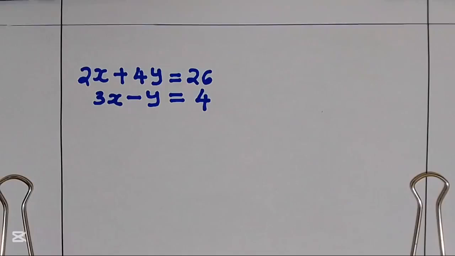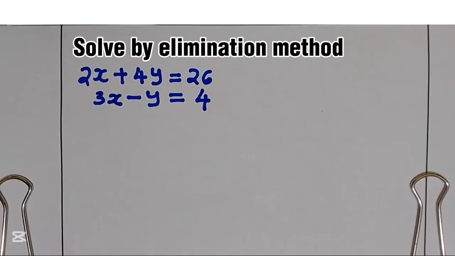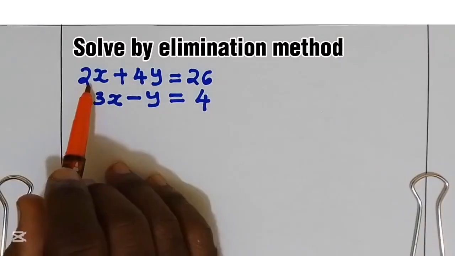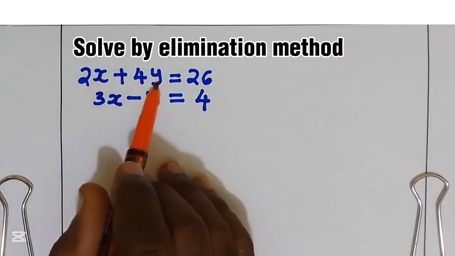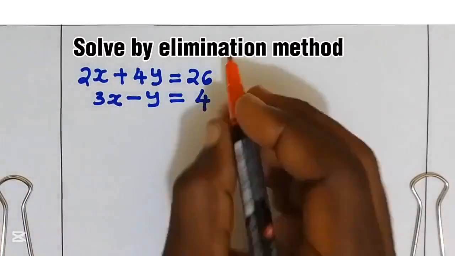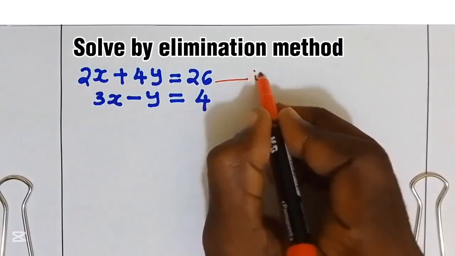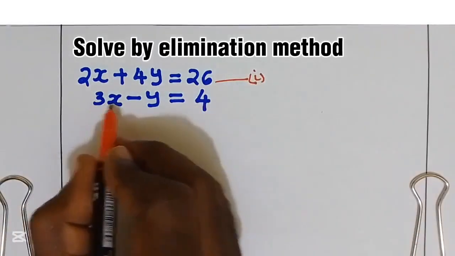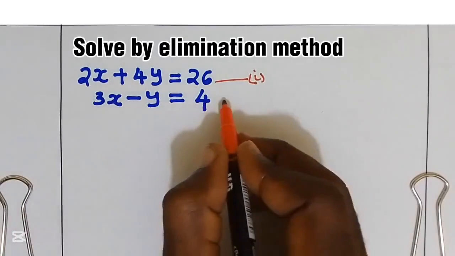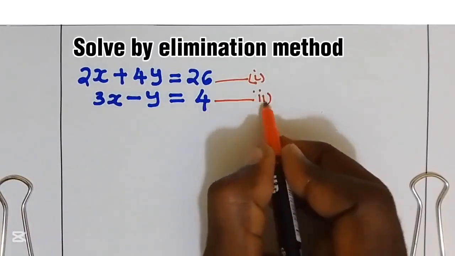We are going to use elimination method to solve this simultaneous equation. They gave us 2x plus 4y equal to 26. I'm going to call this equation number 1. And 3x minus y equal to 4. I'll call this equation number 2.